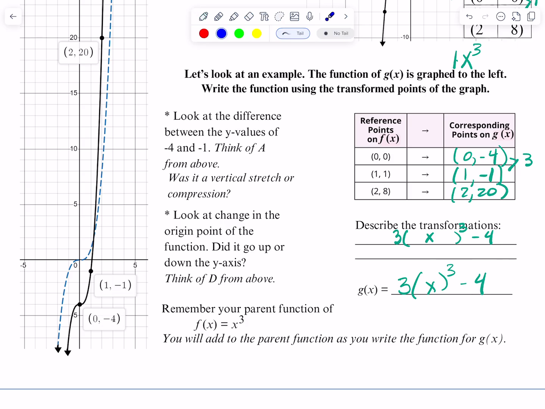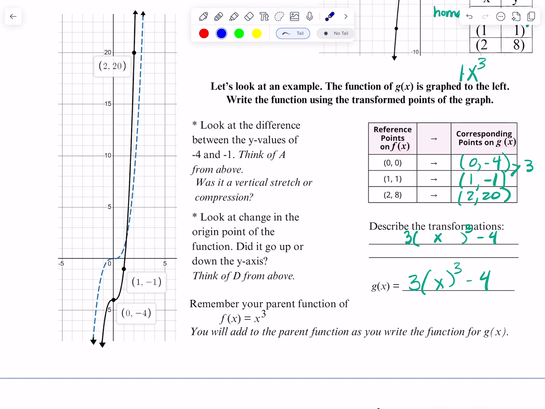It is the difference from these 2 points here. You look at the y's only. Sorry, I should have emphasized that. Look at the y's only. The difference between there and there is 3. The difference between those two will always give you the stretch.